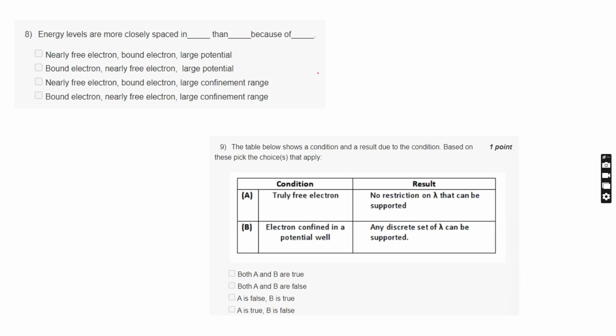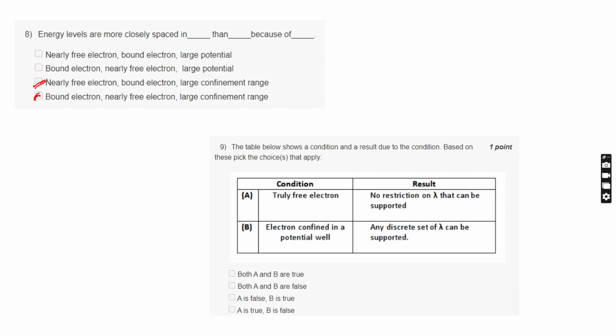So here what will be the answer? Nearly free electrons and bound electrons and the large confinement range. So this will be the answer. Okay, this will be the answer.